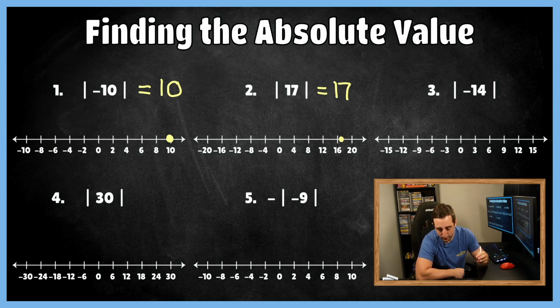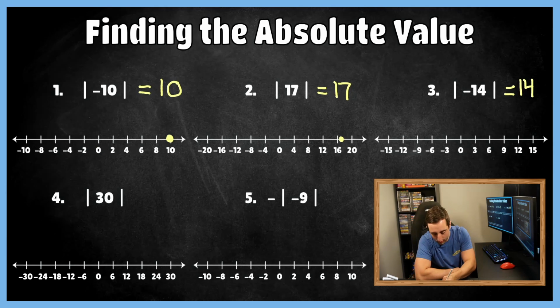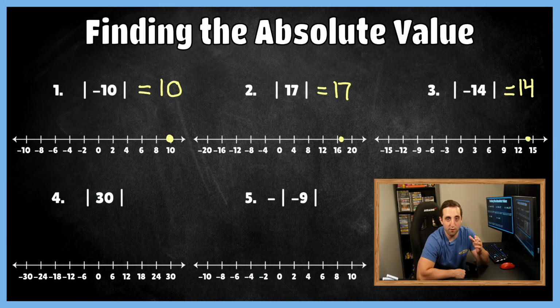Okay, next one, absolute value of negative 14. Well, the absolute value of negative 14 is going to be 14 numbers away from zero, 14 units away from zero. So if we were to graph this, we would want to make a point at positive 14. So the absolute value of negative 14, or the distance negative 14 is from zero, is positive 14. Right, next one, absolute value of 30. If we were going to graph this, I know it's going to be sitting at positive 30, and this is 30 units away from zero. So my final answer is going to stay positive at positive 30.